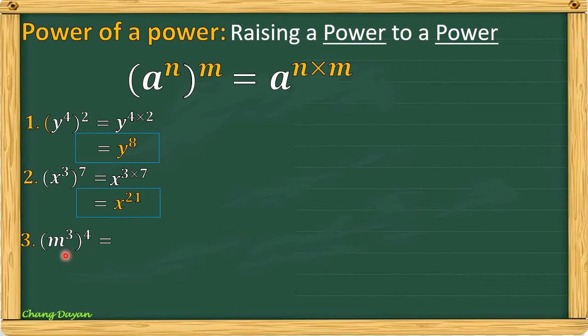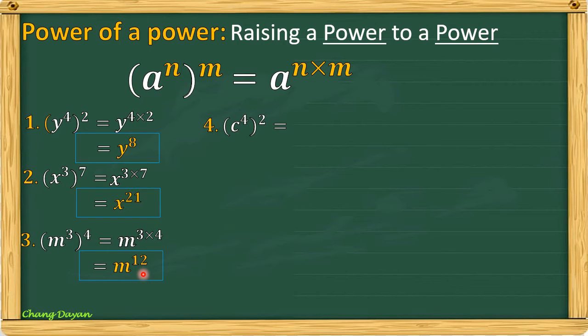Next, number 3. M cube, open and close parenthesis, 4. Multiply lang natin. 3 times 4. Therefore, we'll have 3 times 4 is 12. So, sulat natin dito, m raised to the 12th power.